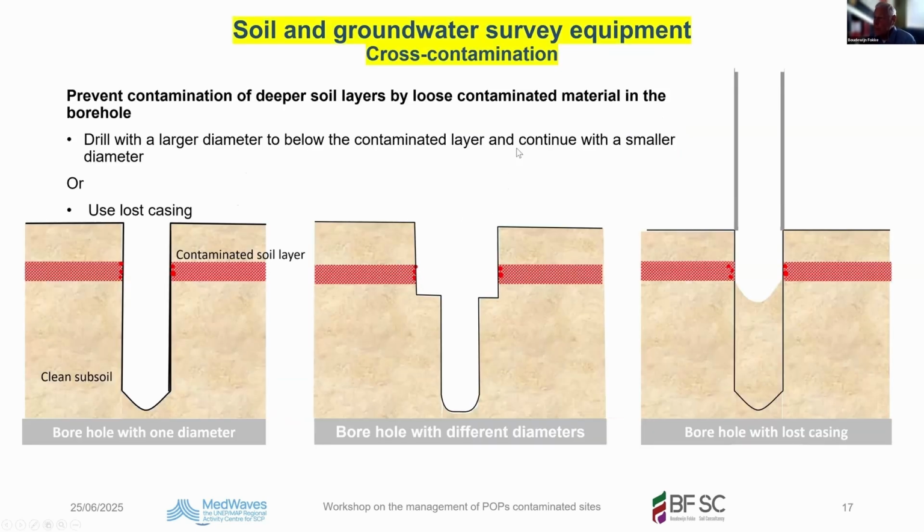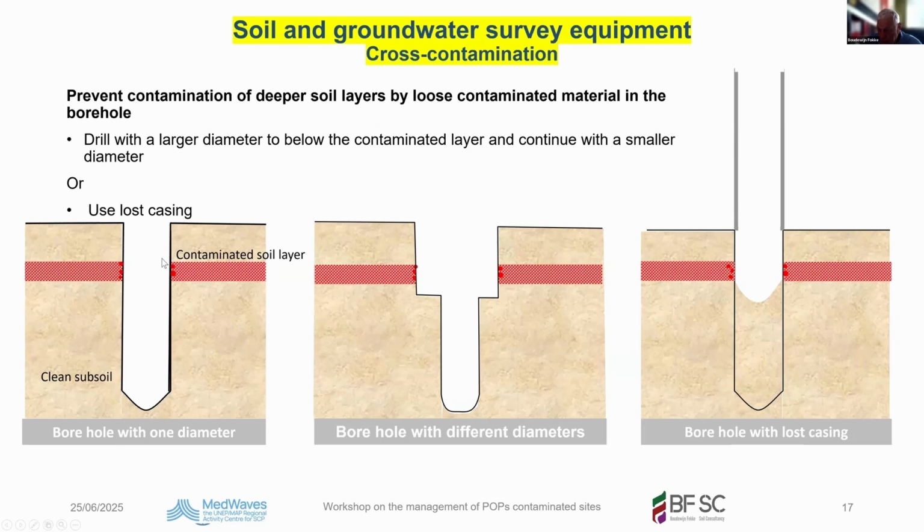Prevention. Prevent contamination of deeper soil layers by loss of contaminated material in the borehole, by loose contaminated material in the air. Drill with a larger diameter to below the contaminated layer and continue with a smaller diameter, or use a lost casing. So here you have your contaminated layer, and these are soil particles.